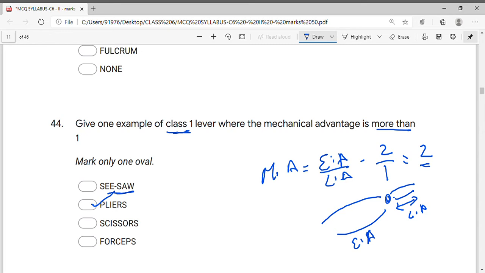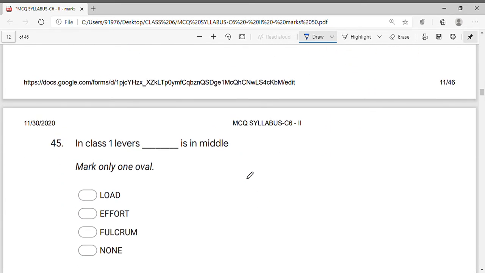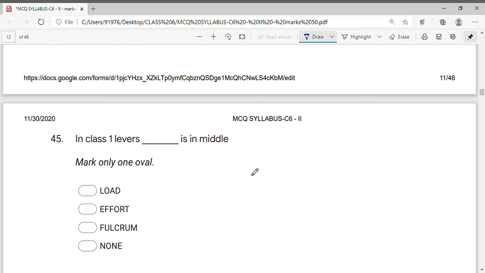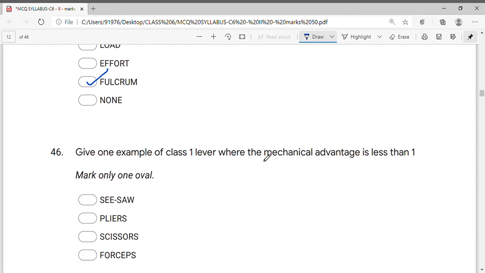In the case of scissors, it is the other way around. I think there's a question, so we'll discuss it. In class 1 lever, the fulcrum is in the middle. Give one example of a class 1 lever where the mechanical advantage is less than 1.